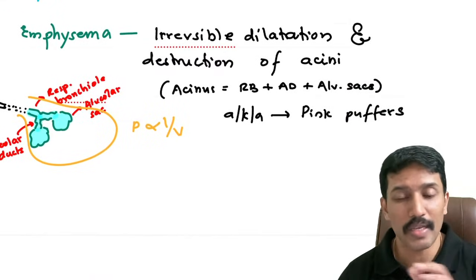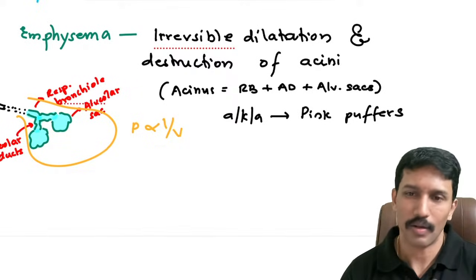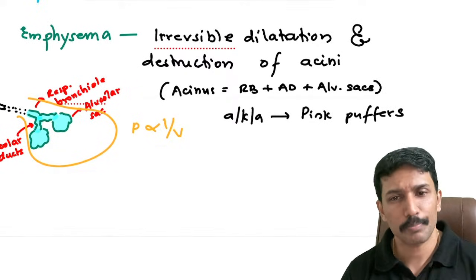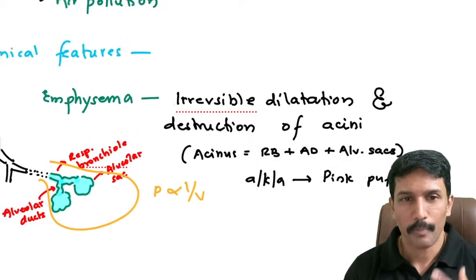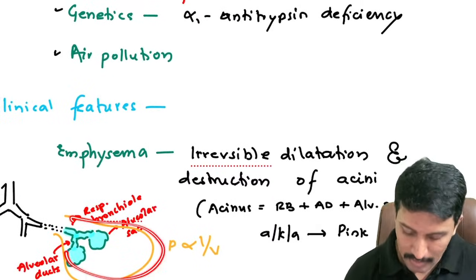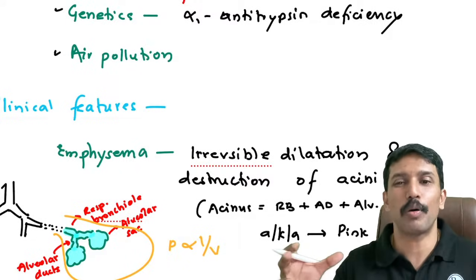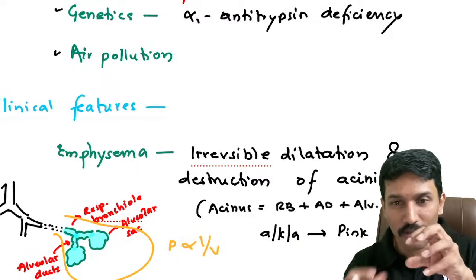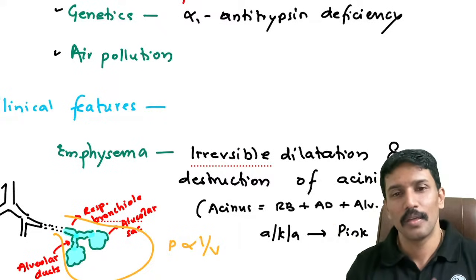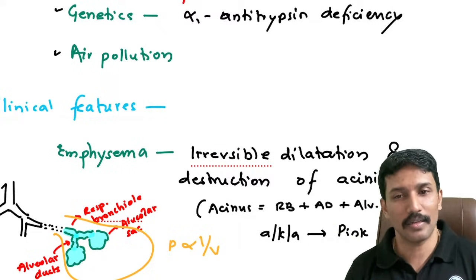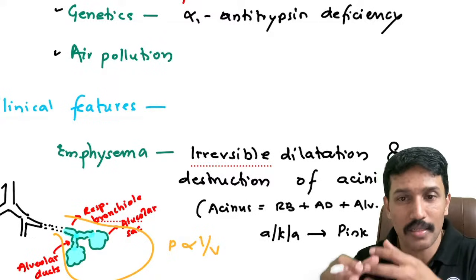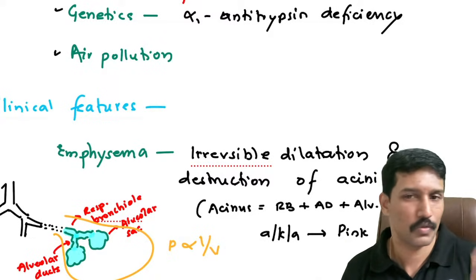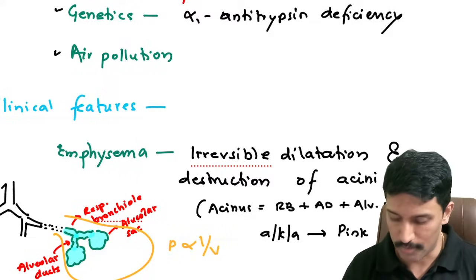Why are they called pink puffers? Number one, they are called pink because there is no cyanosis. They are not going to look bluish. And they are called puffers because of air getting trapped in the dilated segments, their lungs are becoming puffed. You know, egg puff, veg puff goes inside the oven small and then gets puffed by trapping air. Similarly, the air is getting trapped in these people's lungs. So we call it puffed lungs. That's why we call them pink puffers.